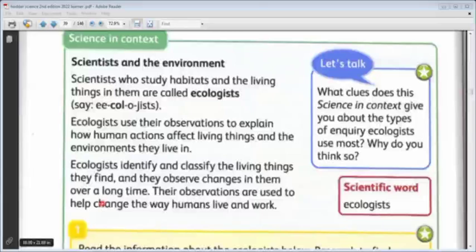Okay, Sabah, do you know the role of the ecologists or what they affect on the community? Are you with me, Sabah? Yes. Okay.